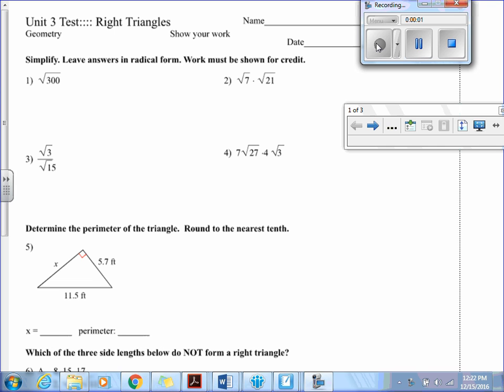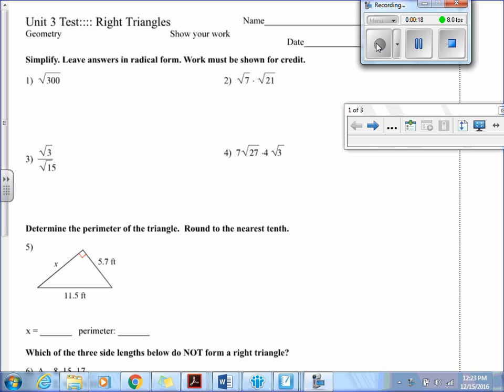It says simplify, leave answers in radical form. All right. So there are two ways of doing this. The way I showed you was the faster way. There is a longer way to do it. It just depends on how big this number is.